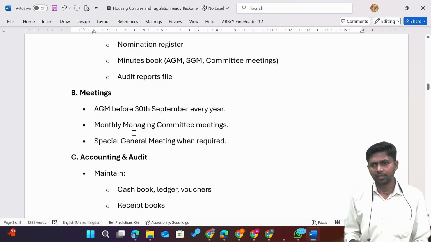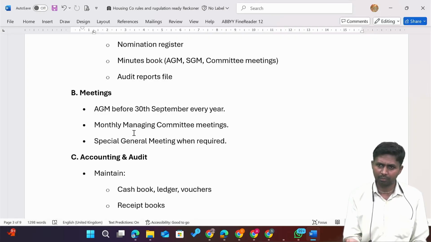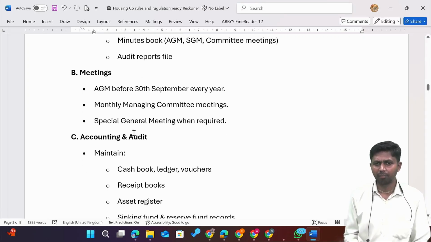Then meetings, AGM obviously compulsory before 30th September. Then after that, the managing committee, every month they have to meet, and then they have to take decisions on day-to-day management. And then if members demand a special general meeting, those meeting minutes also you are required to maintain.